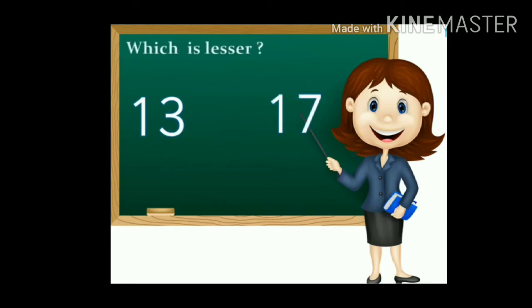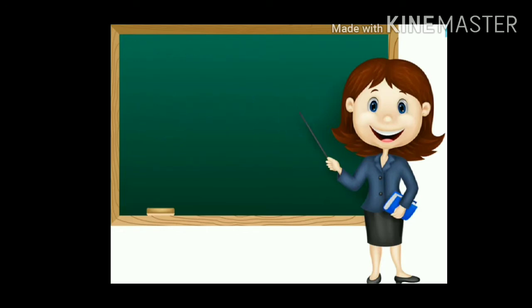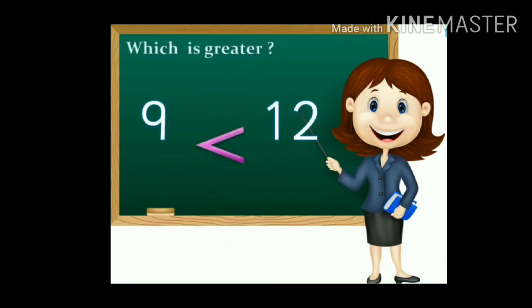So here, which is the lesser number? Lesser means small. 13 or 17? I will give you time. 2 seconds. Yes, the lesser number is 13 and the greater is 17. Greater means big number, less means small number. Now next we will see 9 and 12. Which is greater? Which is big? You tell me. 12. So 12 is greater, which means 12 is the big number.